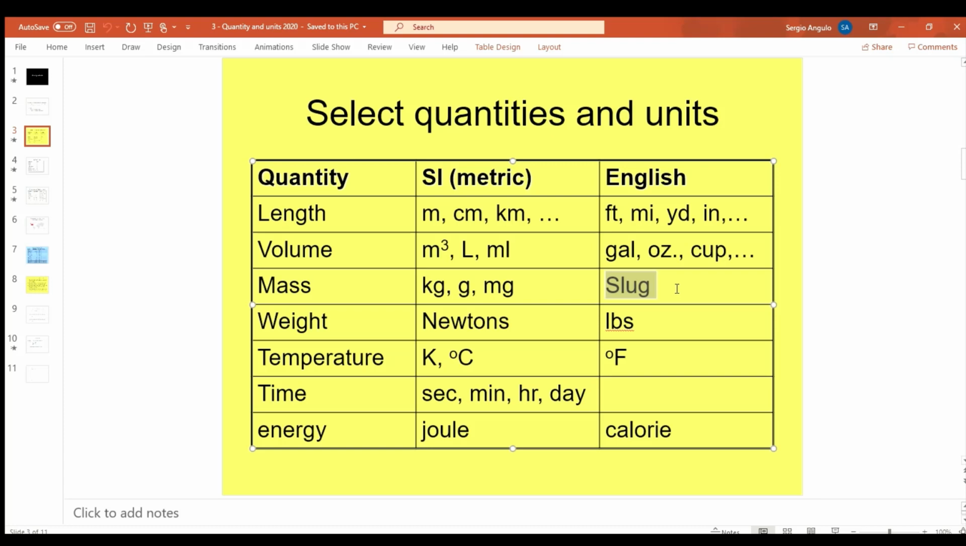I've never used a slug. Just know that that's what the English equivalent would be to a gram. But even when I took physics classes, I never used a slug. Newtons are actually the unit of weight in SI, or metric. They're the counterpart to pounds. And newtons are named after Isaac Newton. And they've been defined based on a formula for force.